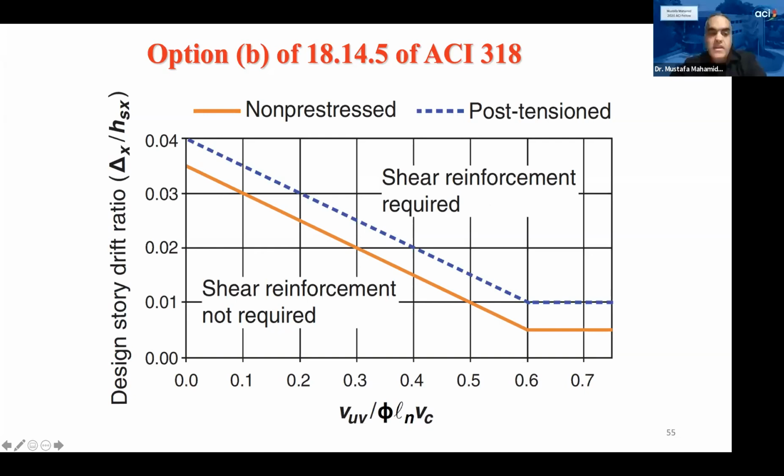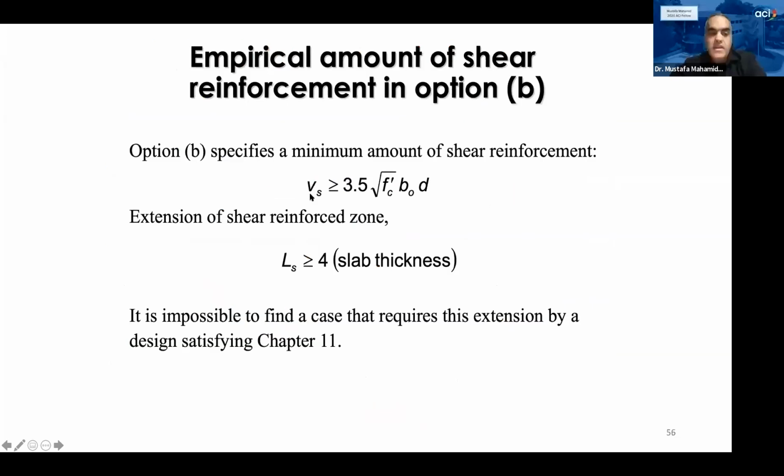Option B specifies a minimum amount of shear reinforcement, Vs, that's greater than or equal to 3.5 square root of f'c, b0 times d. b0 is the perimeter of the cross-section, d is the effective depth. And the extension of the shear reinforcement zone should be greater than 4 times the slab thickness. So the shear reinforcement you are providing with the stirrups or studs should be greater than this value, the 3.5 times the other terms, and the extension should be 4 times the slab thickness.